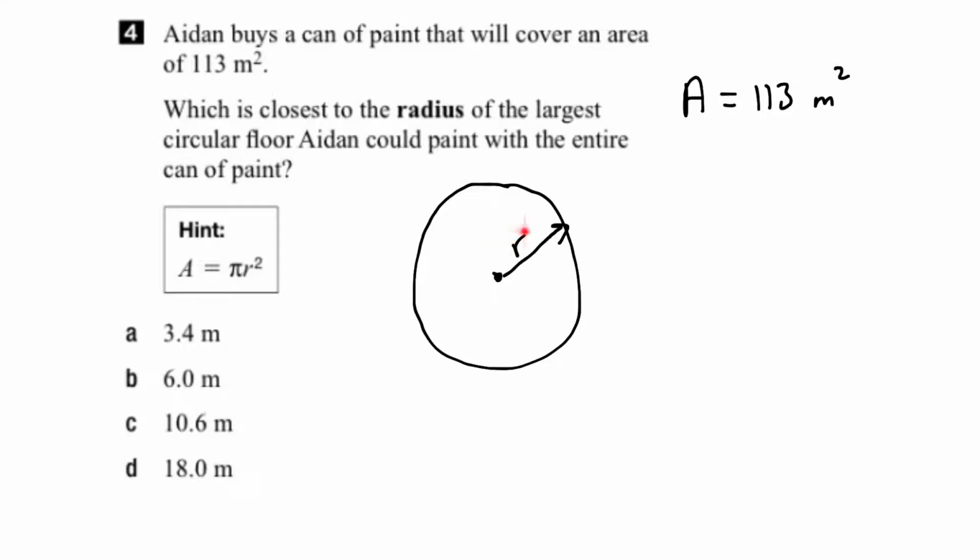And remember that radius represents half the diameter. So the diameter would go all the way across, and radius is half of that from the center of the circle. So in other words, if Aiden started painting in a circle, how far would he get before he ran out of paint?